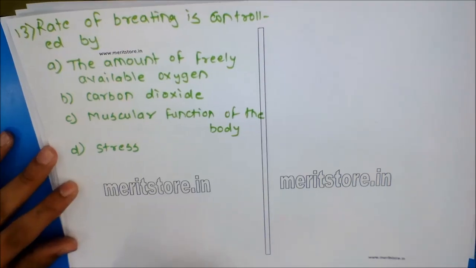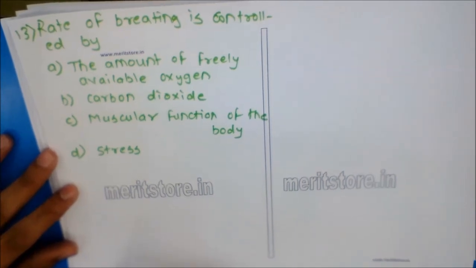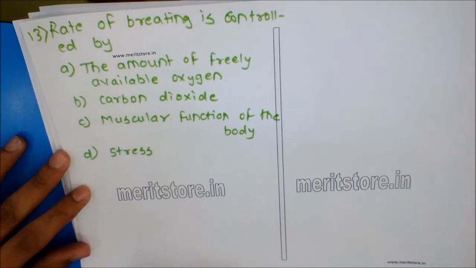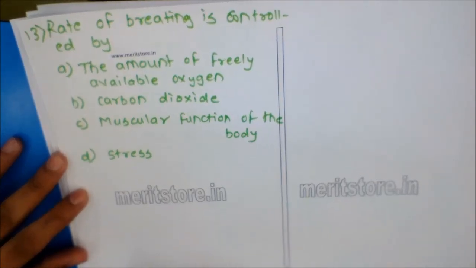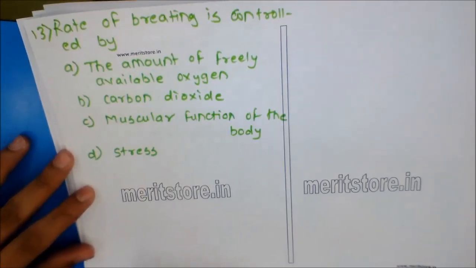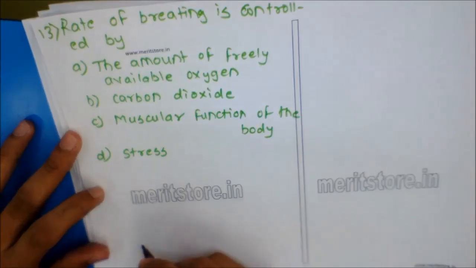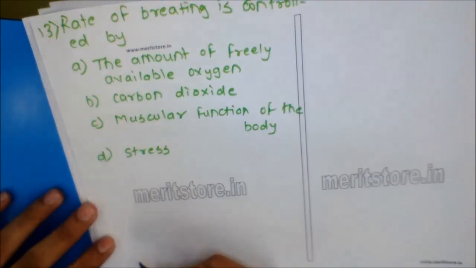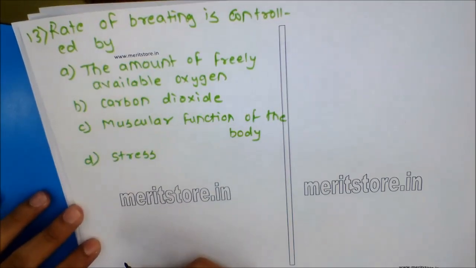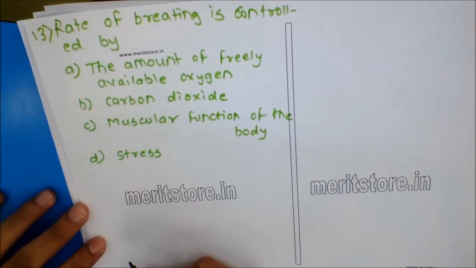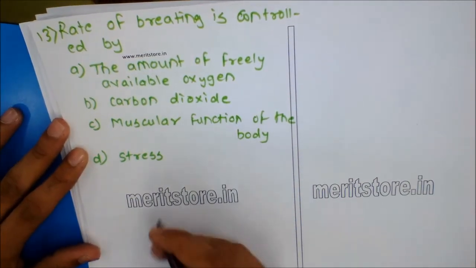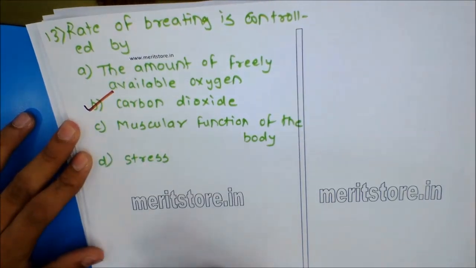Rate of breathing is controlled by option A, the amount of freely available oxygen, option B, carbon dioxide, option C, muscular function of the body, and option D, stress. So here the most suitable option is carbon dioxide, as the concentration of carbon dioxide, or the partial carbon dioxide content in the blood, is what is responsible in the body to control breathing. Therefore the answer is carbon dioxide.